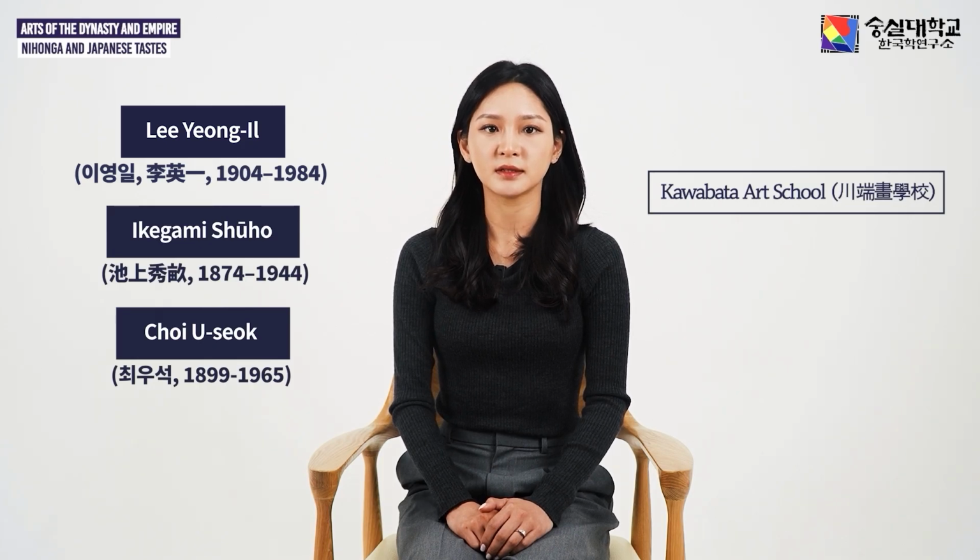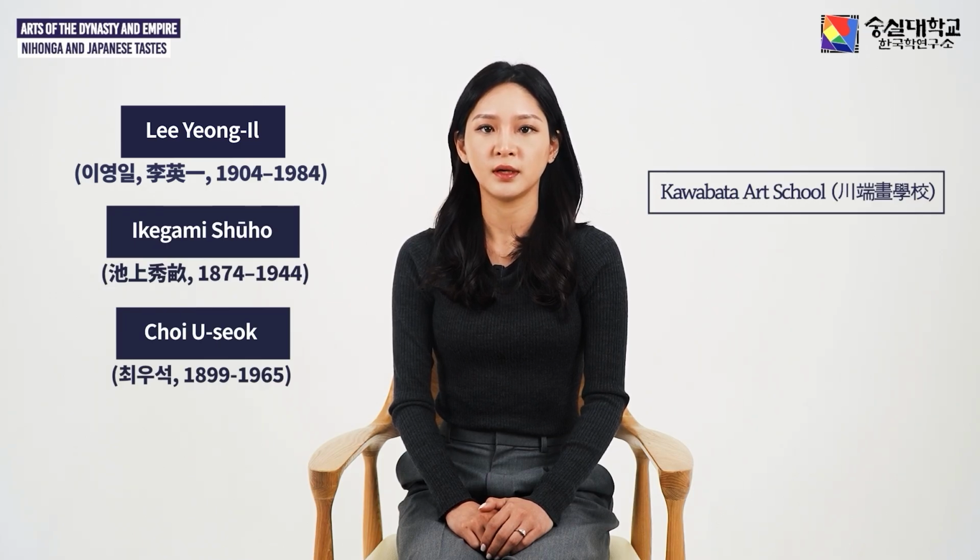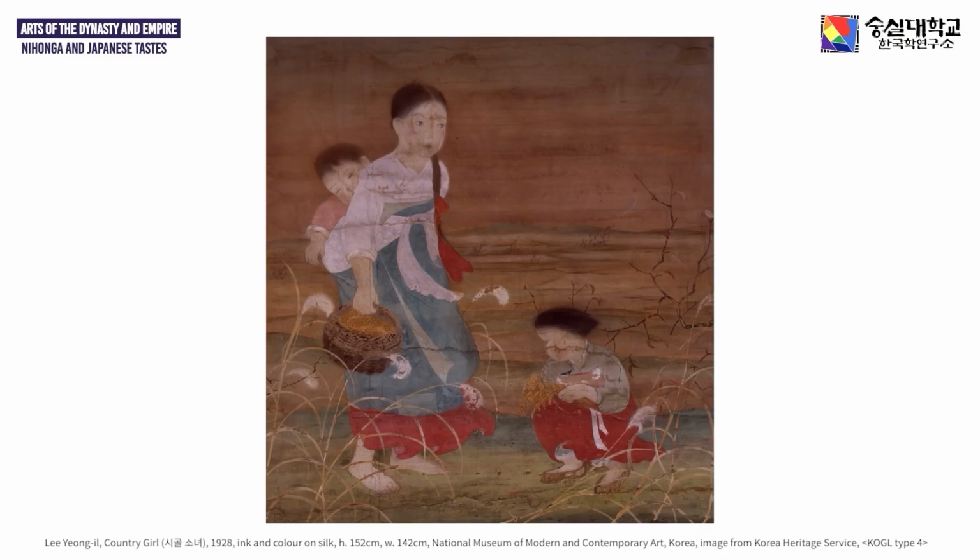Lee Young-il studied under Ikegami Shuo in the 1920s, while Choi Woo-seok trained at the Kawabata Art School in Tokyo. Lee Young-il's 1928 painting of children in an autumn landscape illustrates how Korean artists used Nihonga to depict local Korean subjects in a manner that was appealing to the Japanese. The children's vibrant hanbok, contrasting with the somber tones of the background, hinted at the local color movement that became prominent in Korea during the 1930s. We'll talk more about this soon.